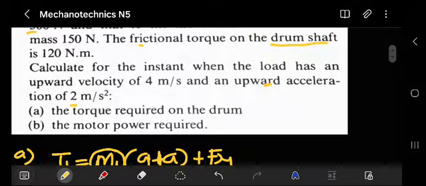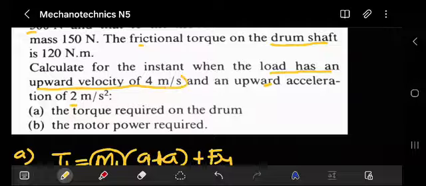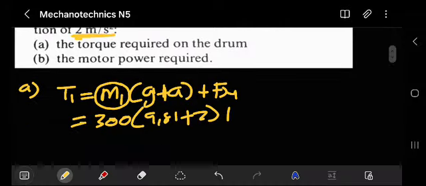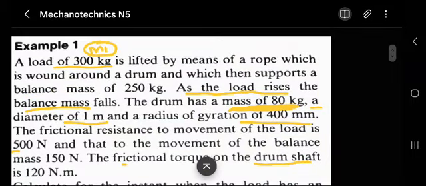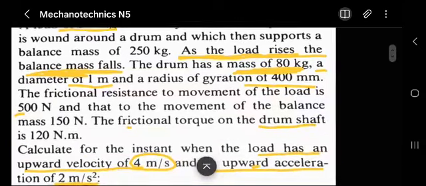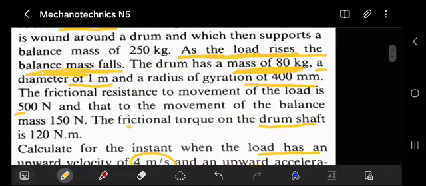So as you can see, guys, we are calculating the static load when the load has an upwards velocity. This is a velocity, and the upwards acceleration is this 2 we have given there. We have a 2 plus what is the friction at the accelerating, meaning the rope wound on the drum supports the balance. As the load rises, the balance falls. Okay, when we talk about the frictional force, it is the resistance to move the load, to move the load up.